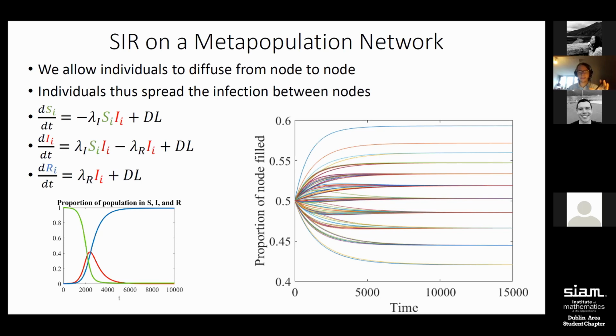So that's what these DLs are. D is a diffusion constant. I usually just set it equal to 1, and L is your Laplacian. And if you look on the right, I've got this totally not confusing diagram. Each line is the population on a node, or rather the proportion that it's filled. So in the beginning, I make each node half full, so it's got a population of 0.5. And as time goes on, you'll notice that there's this stratification.